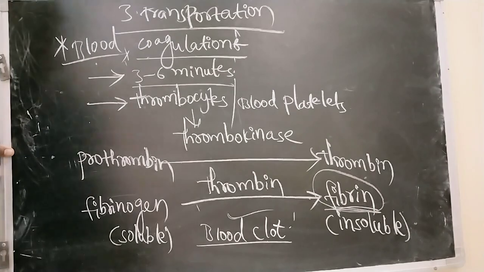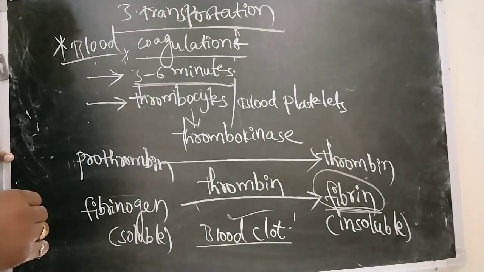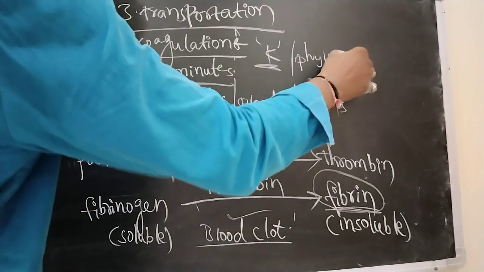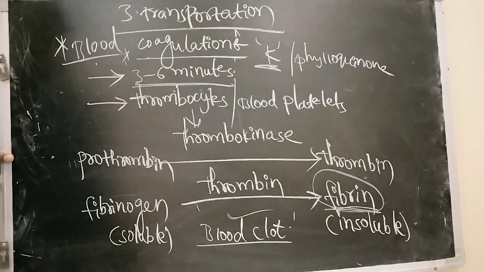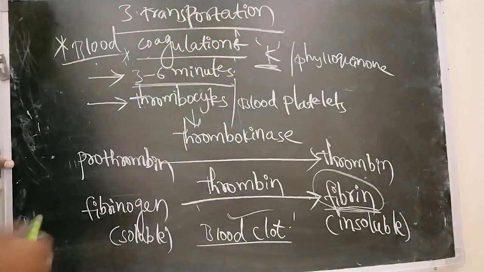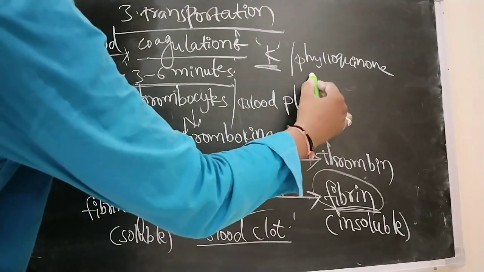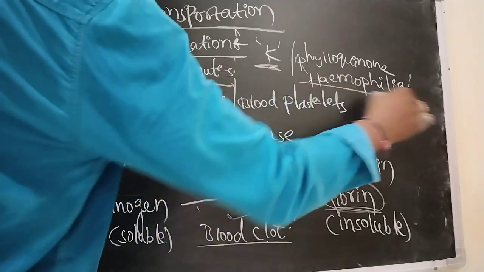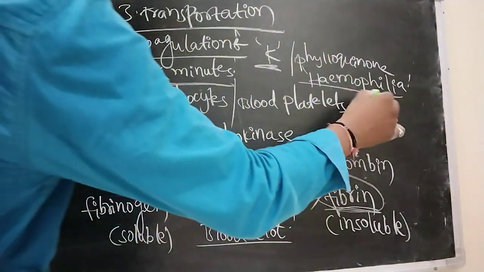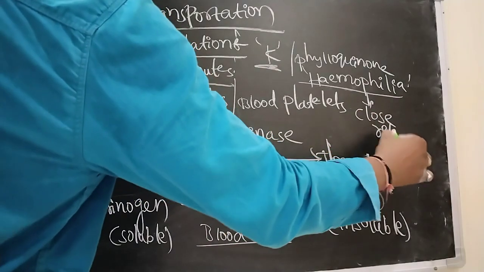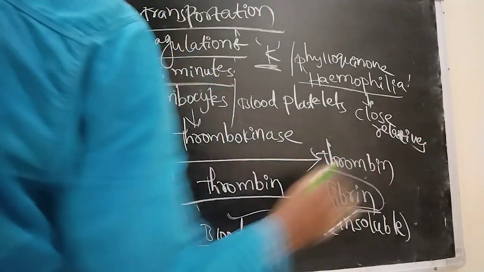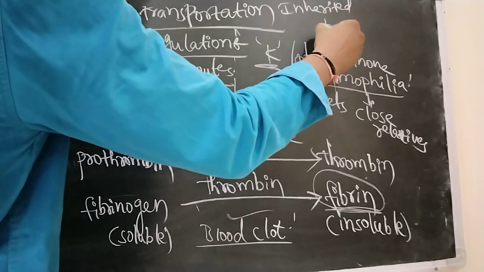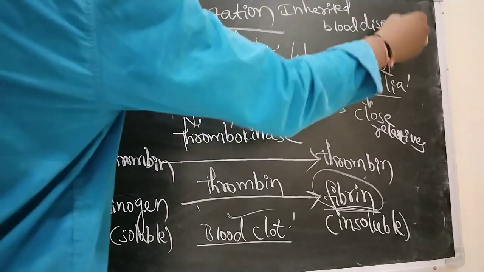But in some people it takes more time, more than 3 to 6 minutes. It may be due to the deficiency of vitamin K, also known as phylloquinone. Because of the deficiency of vitamin K, the blood clotting is delayed. And there are also other reasons, like if the child is suffering with a disease called hemophilia. Hemophilia is a genetic disorder related to blood, occurring when marriage takes place between close relatives. The children suffer with hemophilia. And there is also another inherited blood disorder called thalassemia.